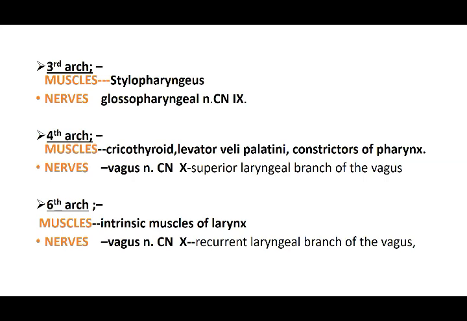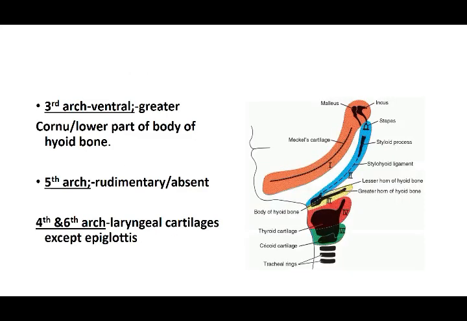Then is the sixth, we said fifth was rudimentary. That is, it is very small, it does not give rise to any structure. So then is the sixth arch. All this is mesenchyme, that is the middle portion. Sixth arch, the muscles are the intrinsic muscles of the larynx, because lower down, we have reached the larynx. You see this picture. Okay, fourth and the sixth arch. All this, the pharynx, and the sixth one is mostly to the larynx.